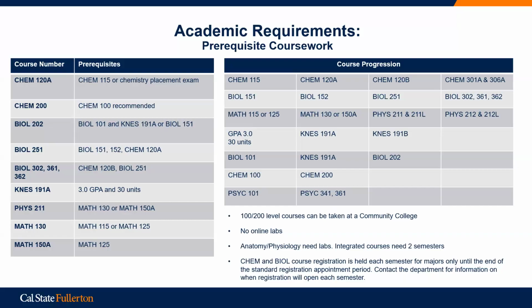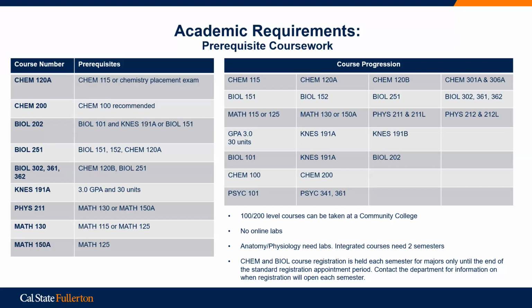Some final notes on these prerequisites. Anything that you see here that's a 100 or a 200 level, so most of these courses, can be done at a community college. However, you cannot have any online labs. This is particularly relevant for our Bio 151 course. There are online sections of this offered, so just be really aware of that when you are registering, that you need to have an in-person lab.